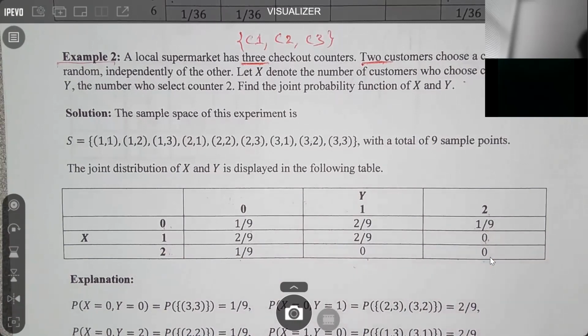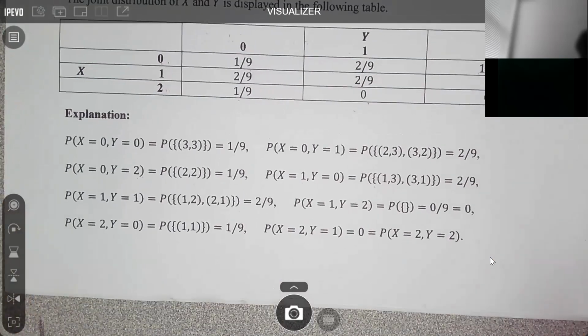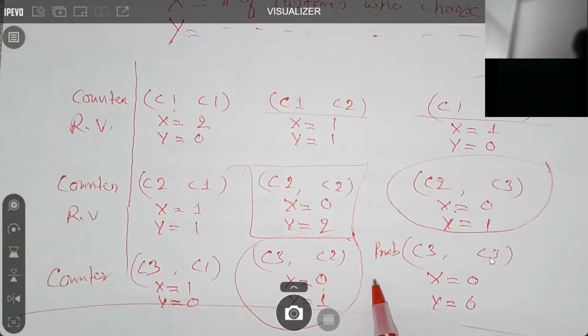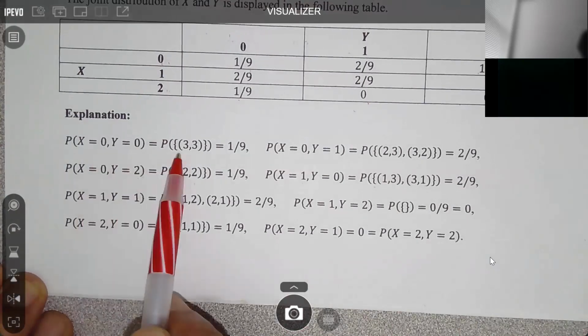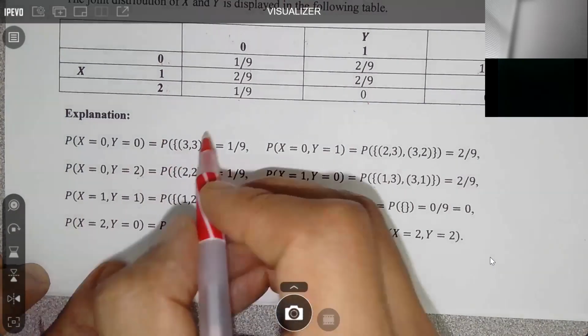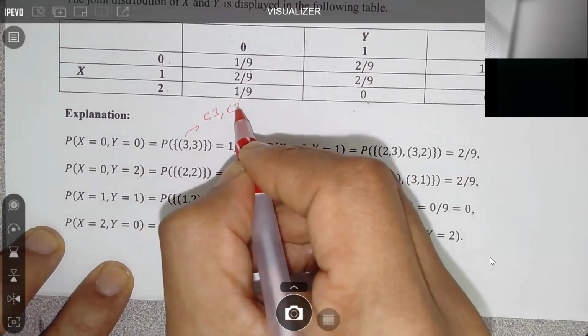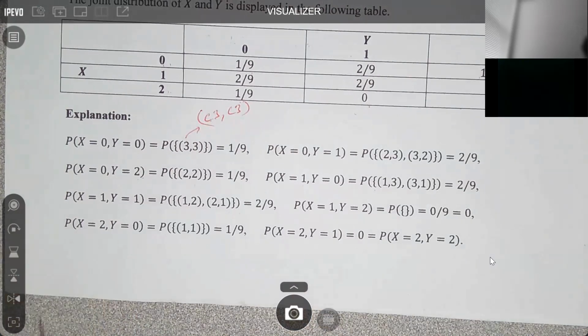Okay. Now this is also defined here, as we did with this one, the same thing as we are doing here. X equals 0, Y equals 0 means the probability that checkpoint C3 and C3. That's what it is saying here. So in that way, we will construct the joint probability density function. That is the idea.